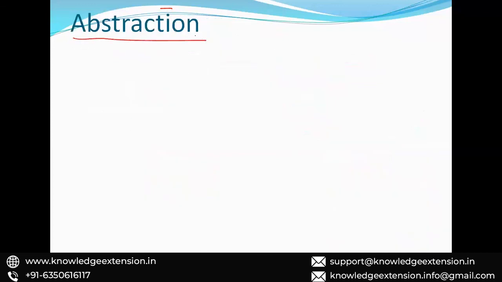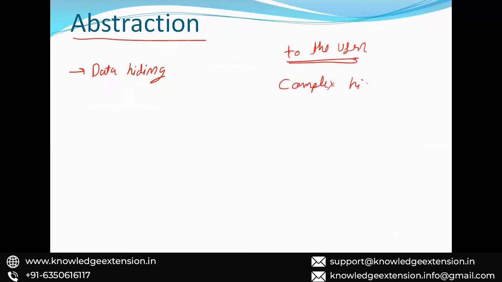Second is abstraction. What is abstraction? Basically, abstraction is data hiding, whereas encapsulation is data binding. So what exactly is the meaning of abstraction? Only the essential features are shown to the user, and all the complex things are hidden. Understood? All the complex things can be hidden, and only essential features are shown.